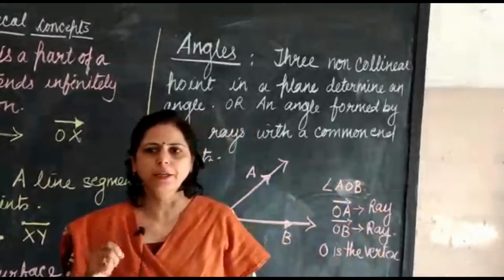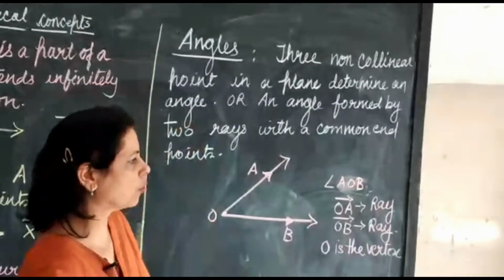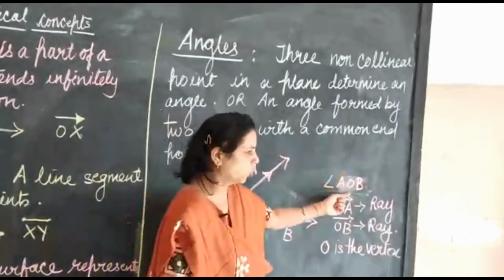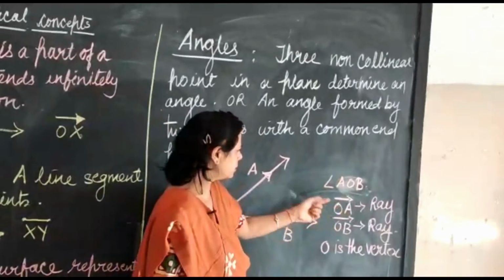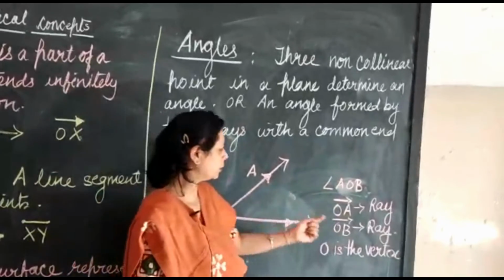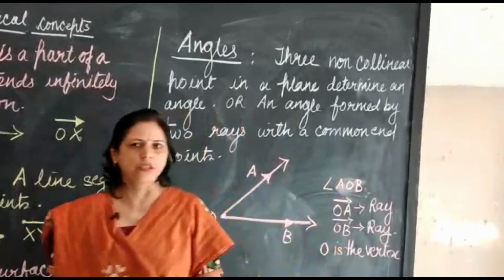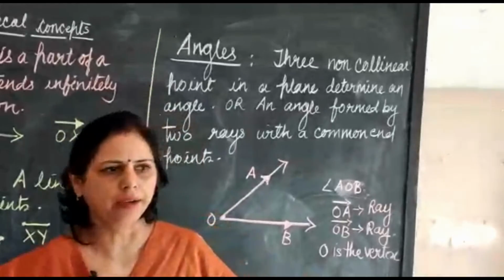O I have written in the center. It means we are talking about the angle O. Here the rays OA and OB are the two rays, and O is the vertex of the angle.